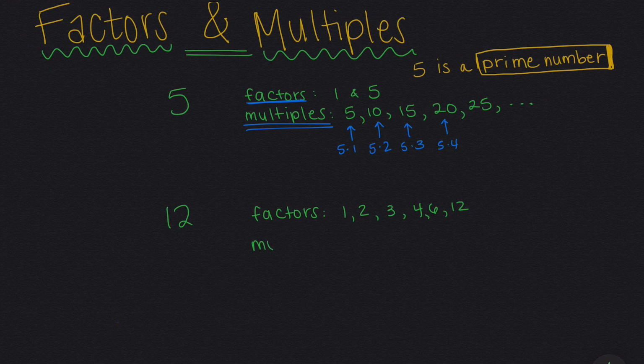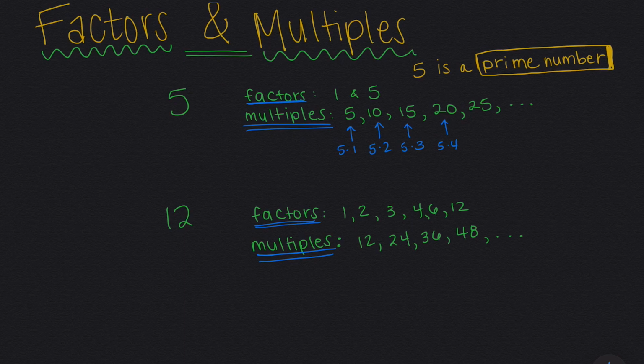If we think about the multiples of 12, those would be the numbers that can be divided by 12. For example, 12 times 1, which is 12, or 12 times 2, which is 24, or 12 times 3, 36, or 12 times 4, 48, and so on. Okay, so once again, the factors of 12 are the numbers that you can multiply to get 12, or you can think about it as the numbers that 12 is divisible by. The multiples of 12 are the numbers that are divisible by 12.